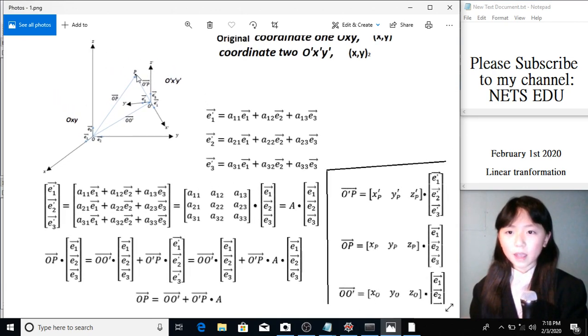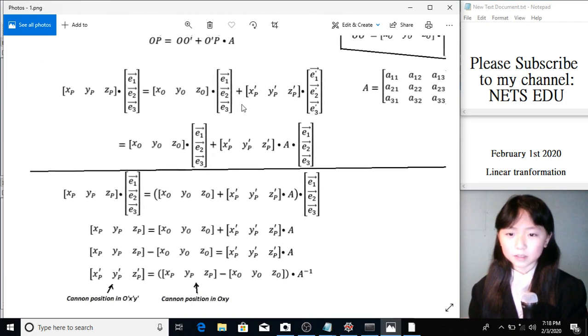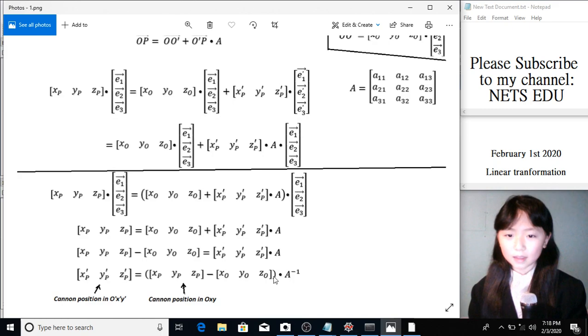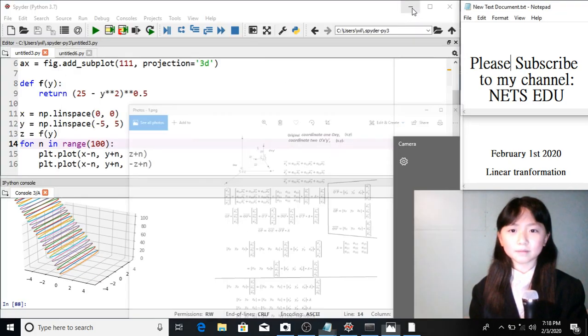And what if we have this point relative to our large coordinates and we want to find this point relative to the small coordinates? We simply do the inverse. Here we get this. Now let's have a look at our Python program.